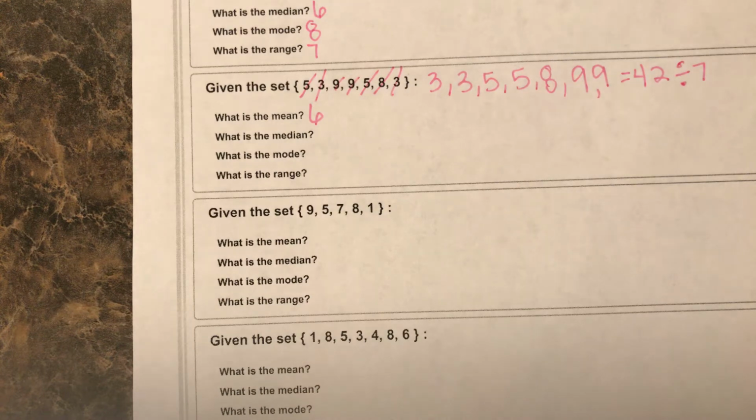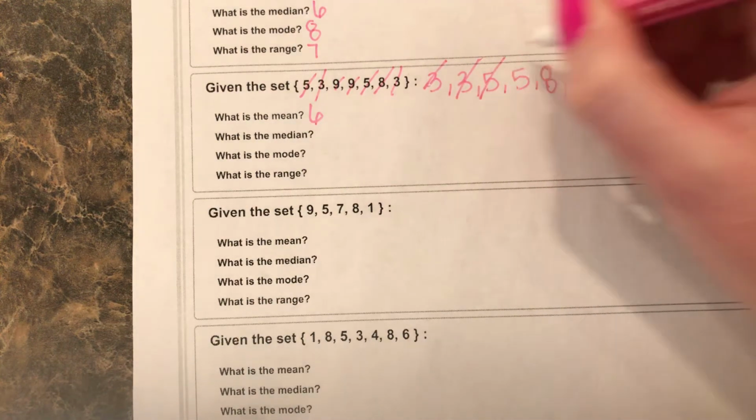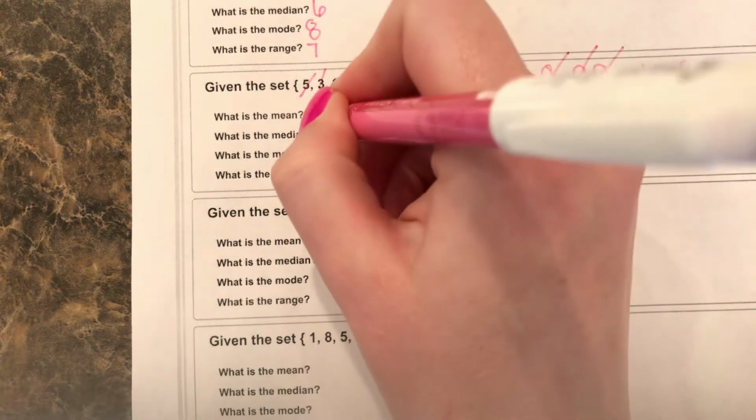All right, median, number in the middle. So I'm going to cross one off the left, one off the right. Left, right, left, right. Median is 5.